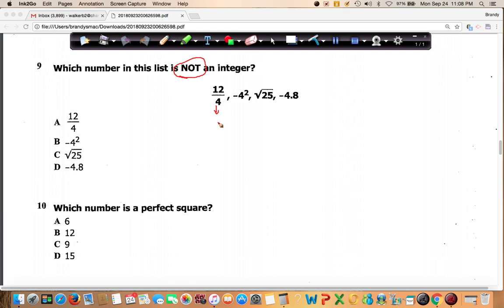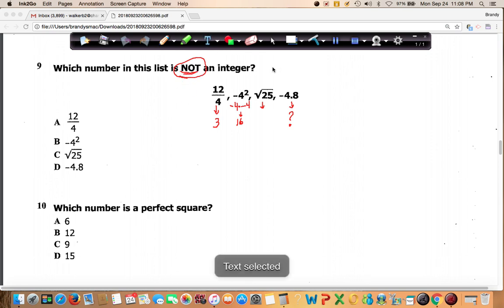What is 12 divided by 4? What is -4 times -4? Because isn't that what -4 squared is? What's the square root of 25? Is there anything that you need to do here, or is it already done? So finish filling this out, and remember, we want the one that's not an integer.